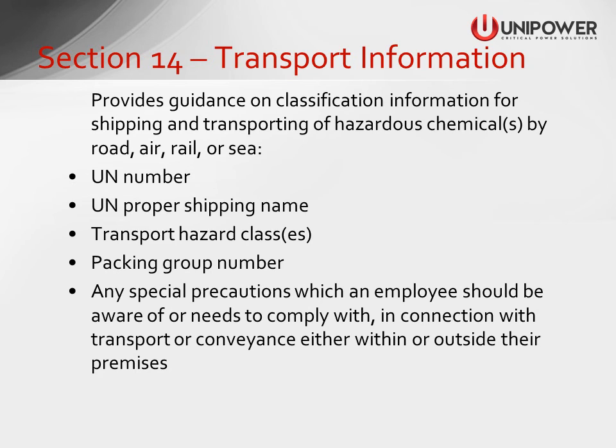Section 14, Transportation Information. This section provides guidance on the classification information for shipping and transporting of hazardous materials by road, air, rail, or sea. It includes a UN number, a UN proper shipping name, transport hazard classes, packing group number, and any special precautions which an employee should be aware of or needs to comply with in connection with transport or conveyance either within or outside the premises.